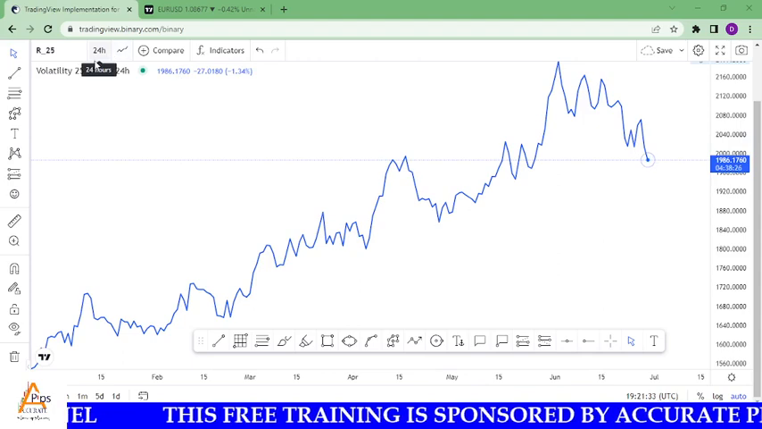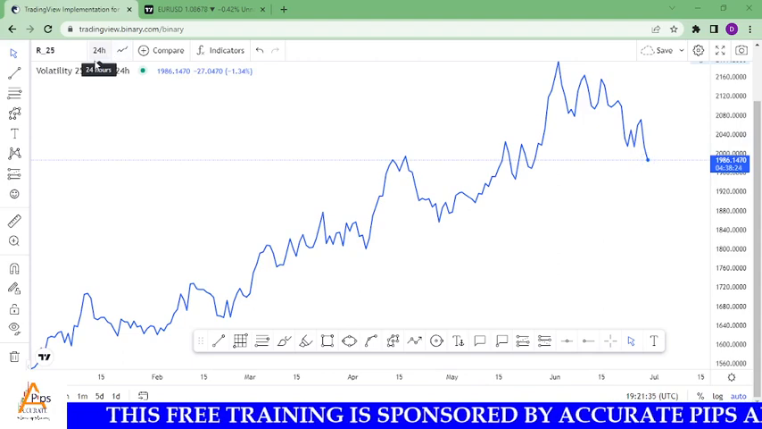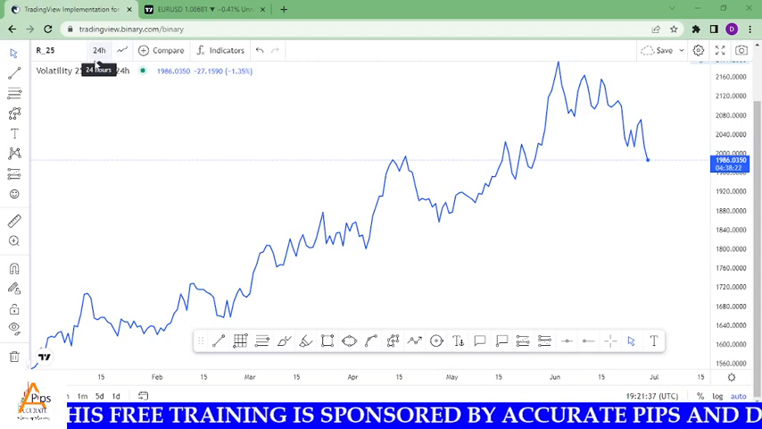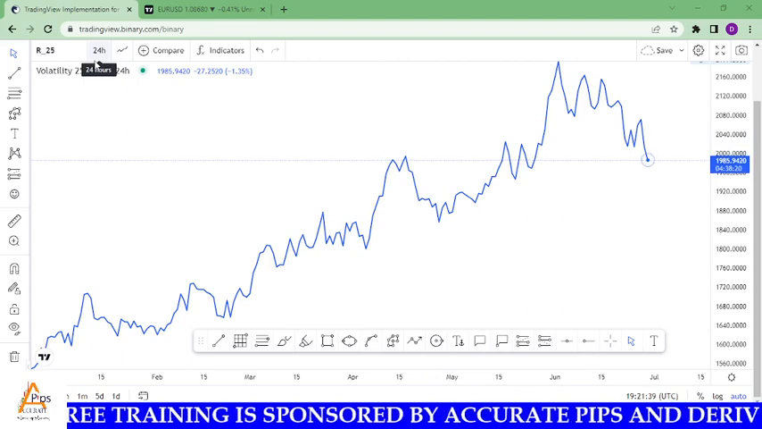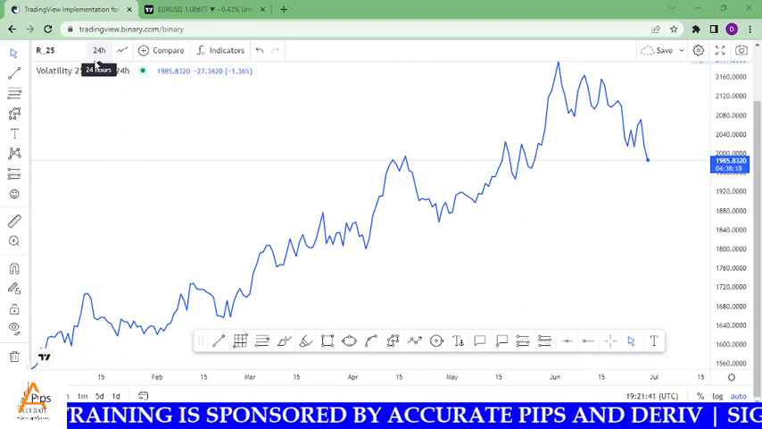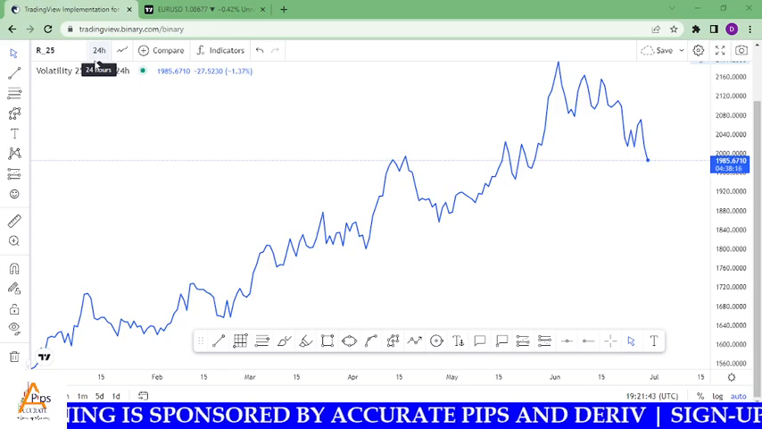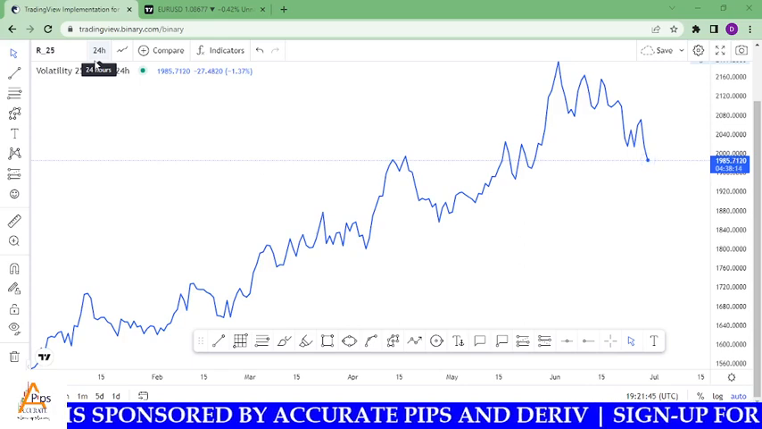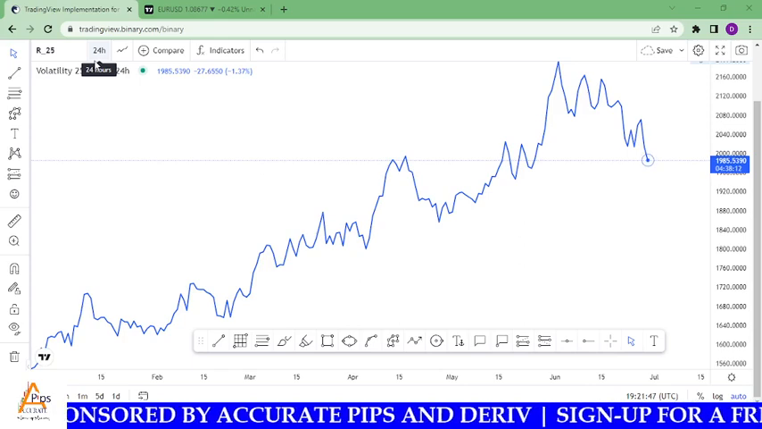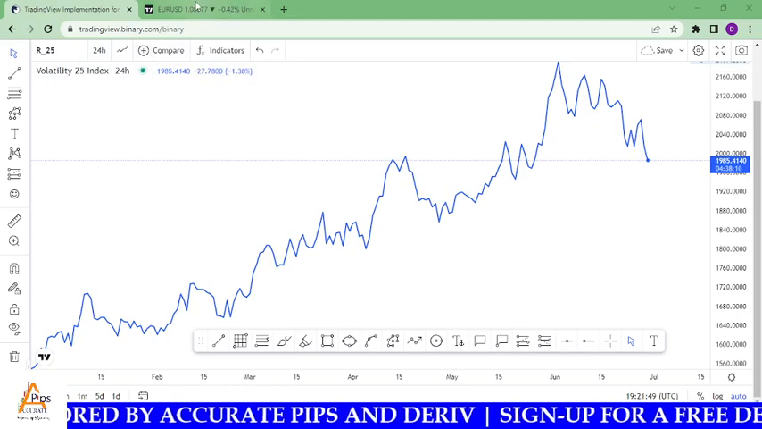And mostly I like to mark support and resistance levels on either weekly, monthly, or daily, minimum H4. That is if I want to trade support and resistance.